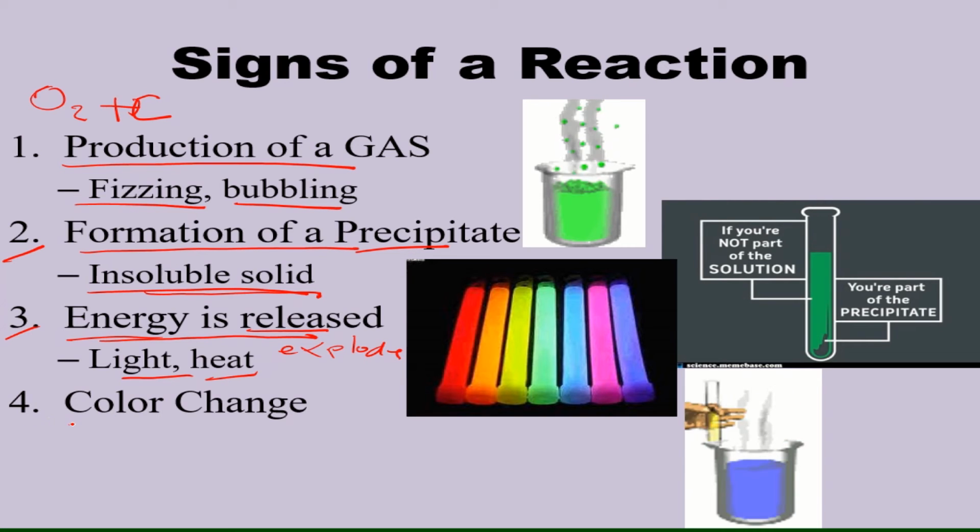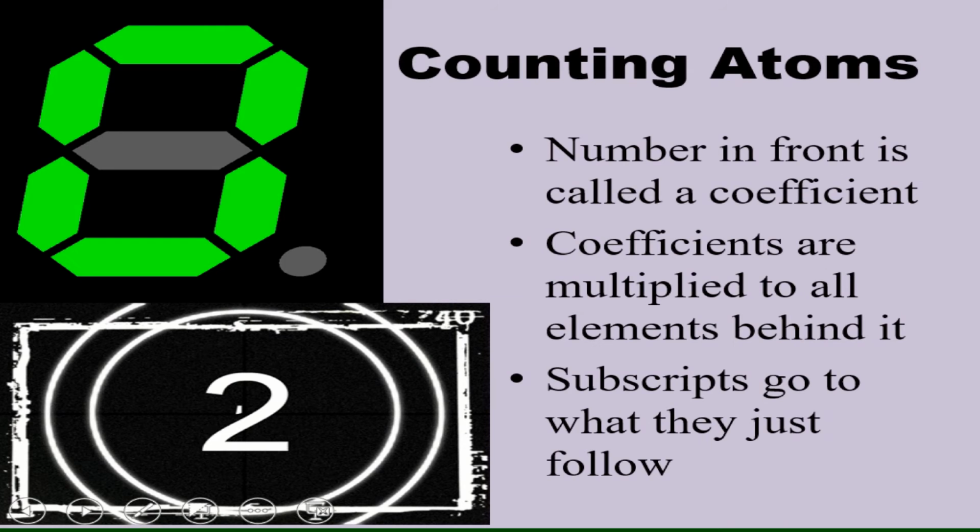And the 4th one is we have a color change, like this one. Colors are changing. One thing also is your food. When you slice an apple and then it changes the color, or the nail, it rusts, so there's a change of color, so that's a chemical reaction. These are the 4 signs of a chemical reaction: production of a gas, formation of precipitate, energy is released like heat or light, and color changes.